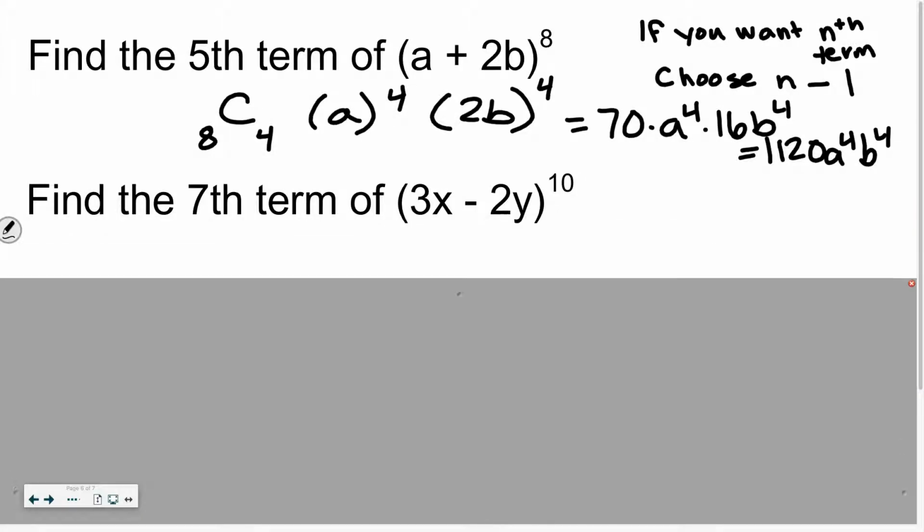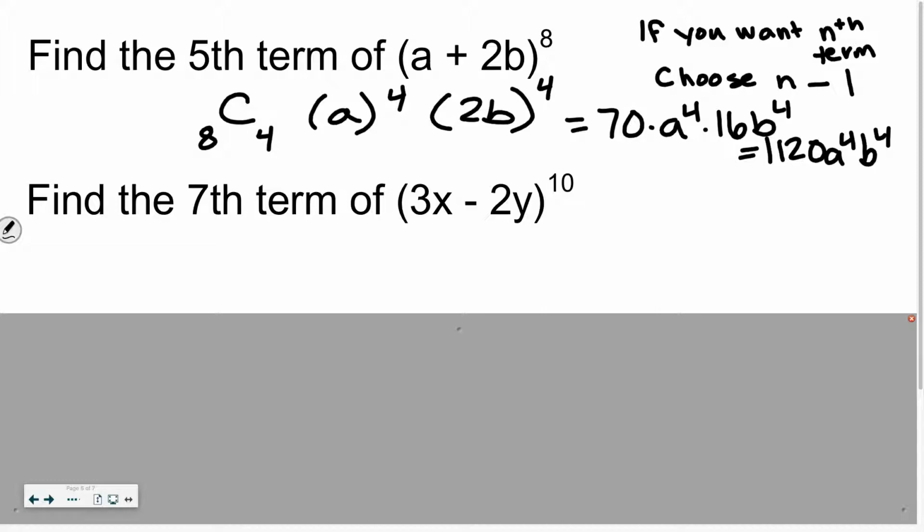Okay, you try this one. See if you can get the right 7th term for the binomial. You may need to get out a calculator. Find the 7th term of 3x minus 2y to the 10th.